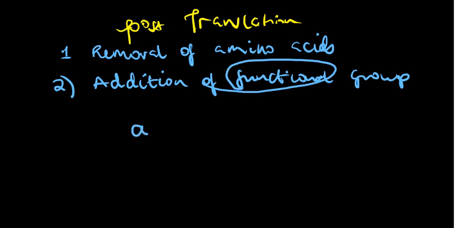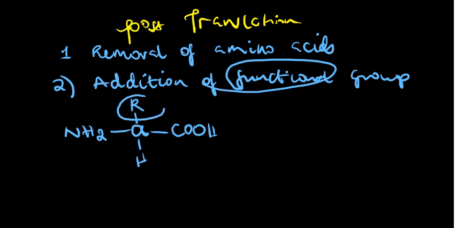because remember, an amino acid has an alpha carbon. It also has an R group, a hydrogen, a carboxylic group, and an amine group, or an amino group. So during post-translation modification, on the R group, we're supposed to add a specific R group that would determine the uniqueness of an amino acid.